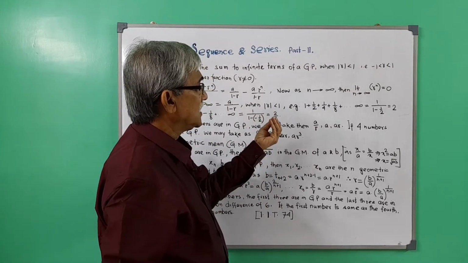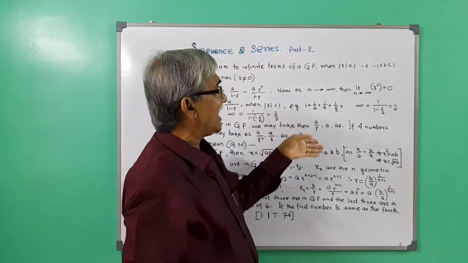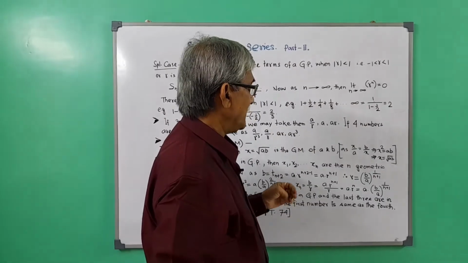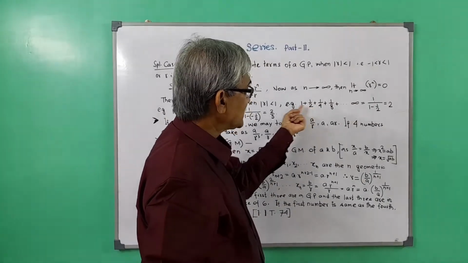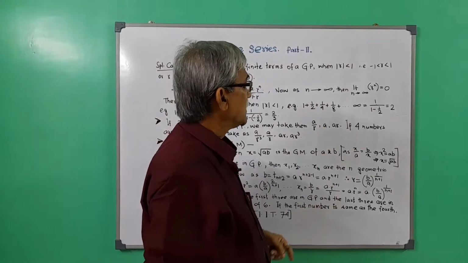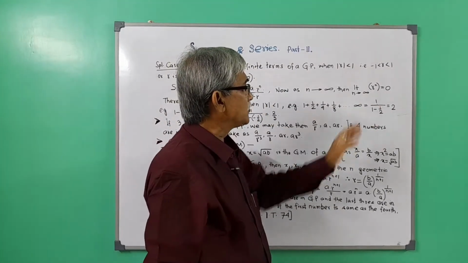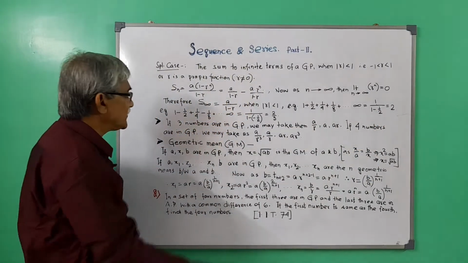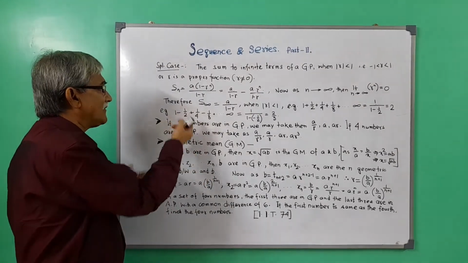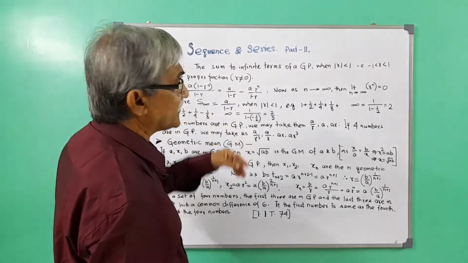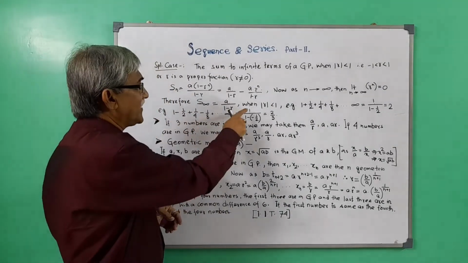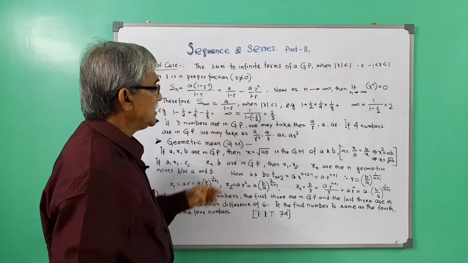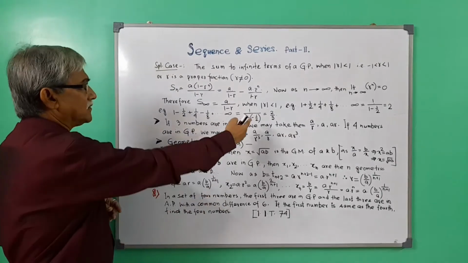Take some examples. Let us take the sum of 1 plus half plus 1 by 4 plus 1 by 8 and so on up to infinite terms. The first term is 1 and the common ratio is half. According to this formula, the sum will be 1 upon 1 minus half, that is 2. Now take this example: 1 minus half plus 1 by 4 minus 1 by 8 plus up to infinite terms. Here the first term is once again 1 and the common ratio equals minus 1 by 2. So the sum becomes 2 by 3.